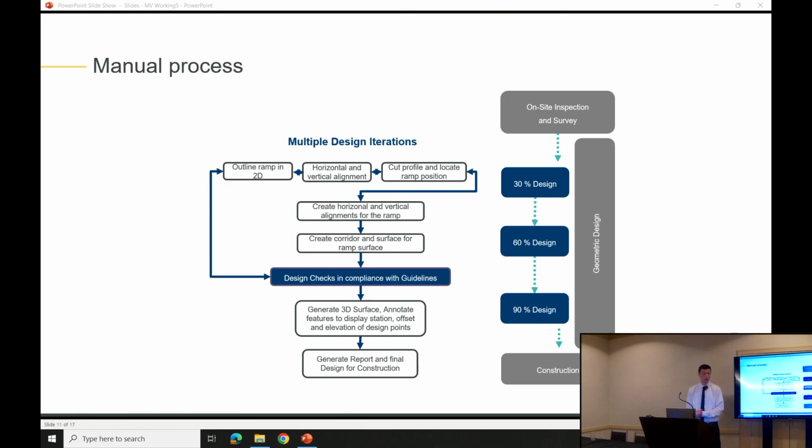Examining the flowchart within this slide, it shows a manual process of designing and drafting curb ramps. And that includes the time in the field, such as collecting survey data. This is followed up with multiple design iterations to best suit the environment. It can result in tedious guess and check work because every time a component is adjusted, a chain reaction can occur that affects other parts of the ramp, such as slopes.